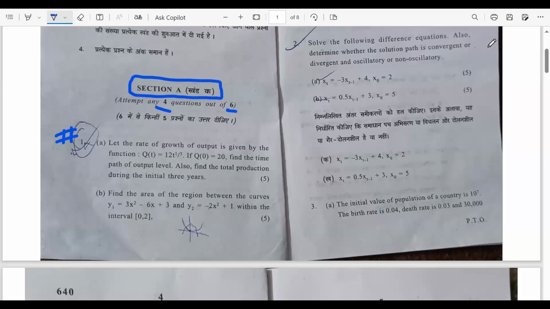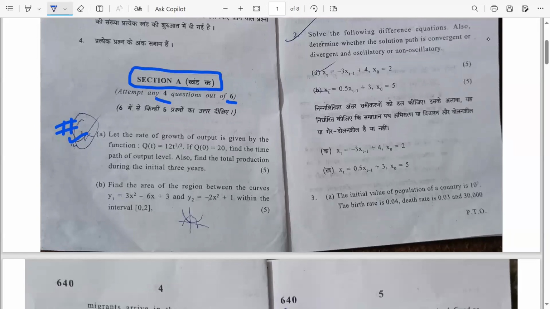Question 1, as all students can see, further has 2 parts, part A and part B. Let's first look at part A. Let the rate of growth of output be given by the function. Students, there are some typos in this paper, and I will be making the corrections in the paper itself. This is Q dot T. The rate of growth of output is given by the function Q dot T, which is 12t to the power 1/3. So this is what we are given.